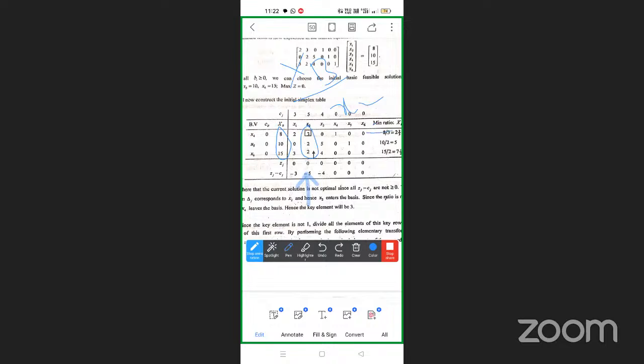So x2 is the entering variable, and x4 is the exit variable. Is that clear? The intersection of the entry and exit variable is called the key element. The entry variable is x2 because it has the most negative value.